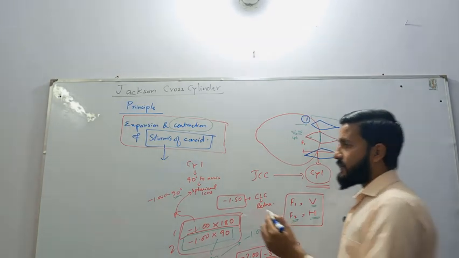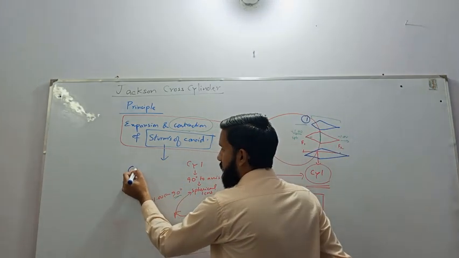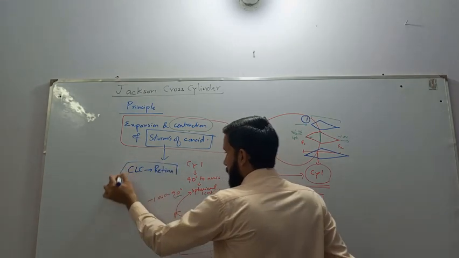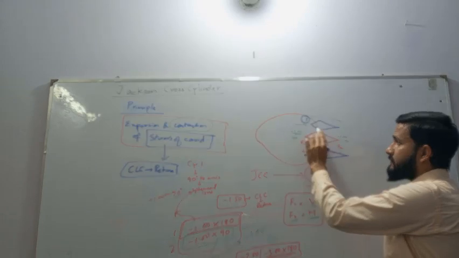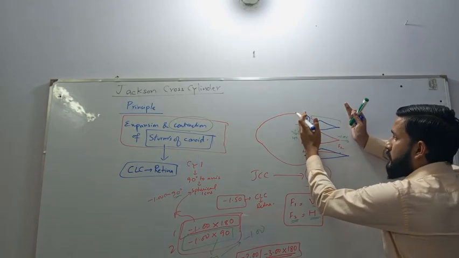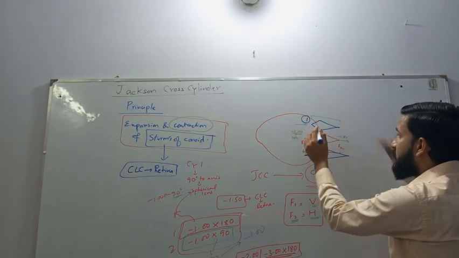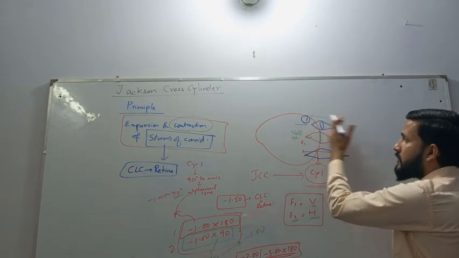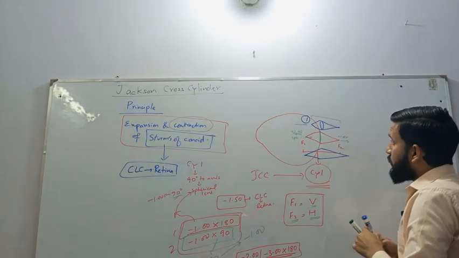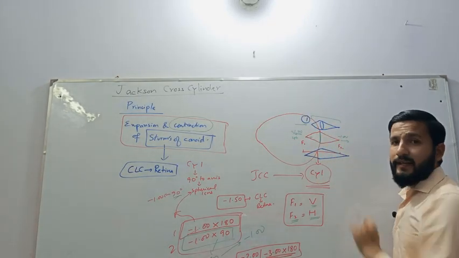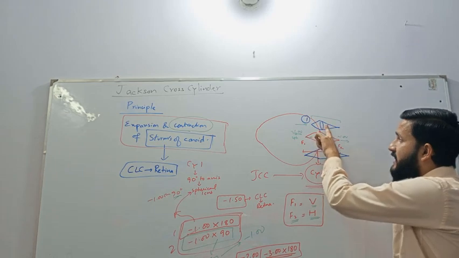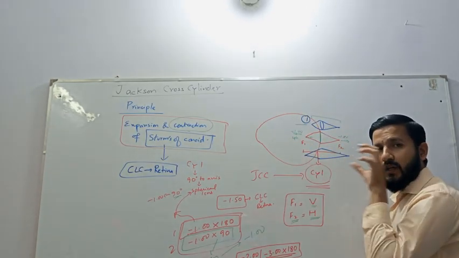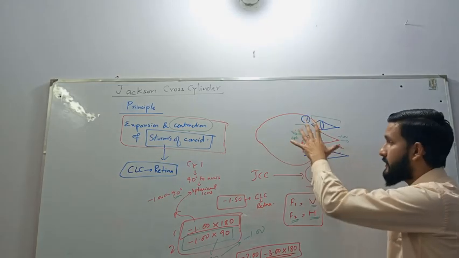In the start, we have discussed that for JCC, circle of least confusion must be on retina. So if this is the case, where F1 moved towards the retina, you will see that circle of least confusion is not on the retina. It will also move behind. So to bring it on the retina, what do we need? We need a plus lens, because plus lens can move the focus towards the left side here.